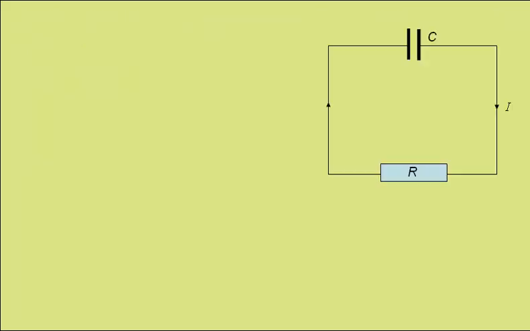We can use a similar approach with a capacitor discharging through a resistor, as shown here. We know that the current through the resistor is equal to the potential difference V across it divided by the resistance in ohms. But also, the voltage will be that across the capacitor, which is given by the charge Q over the capacitance C. We can put these together to get that the current is equal to the charge Q divided by CR.